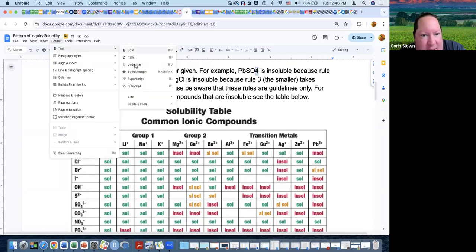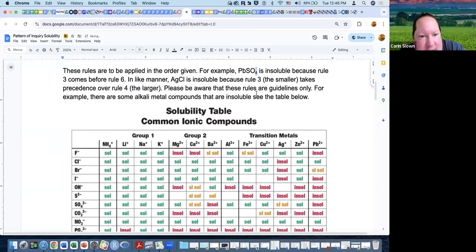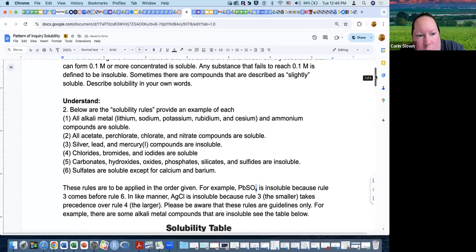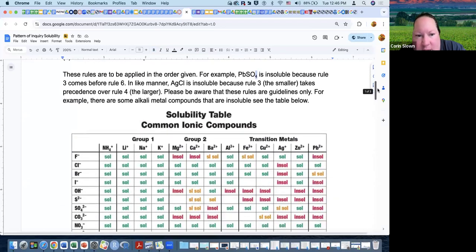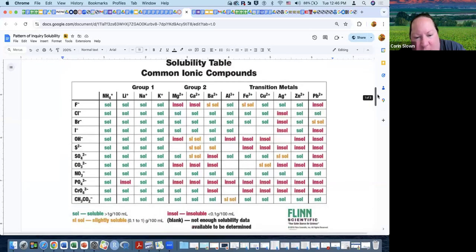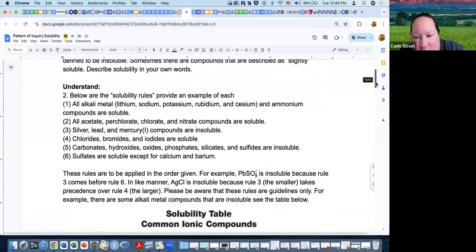I feel like it's super helpful at this point to recognize that these rules are in order. So rule number one trumps rule number two. That's useful information, and it kind of helps with the nuance. But there's a solubility table for your reference. Notice you could pull examples from the solubility table in order to answer number two.